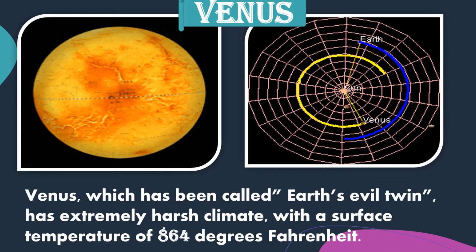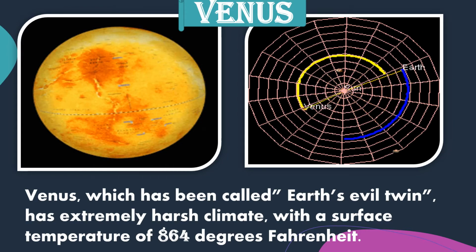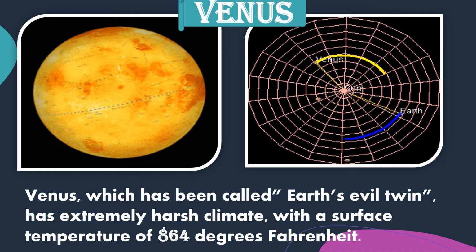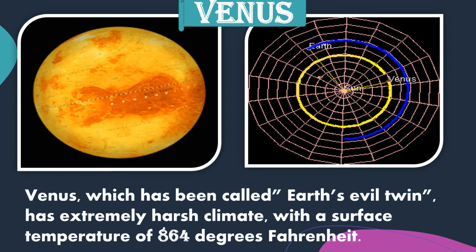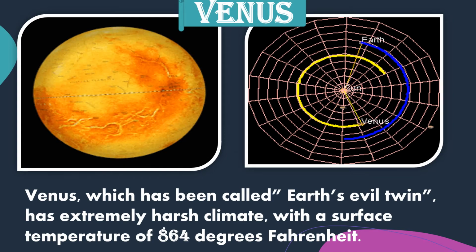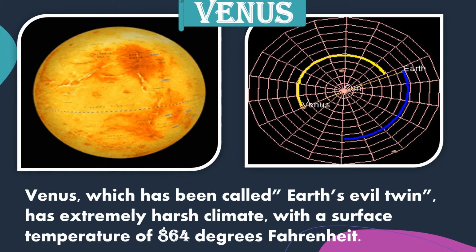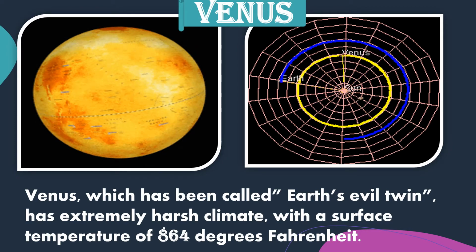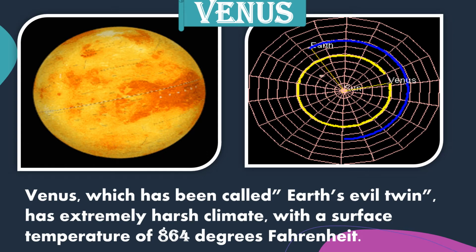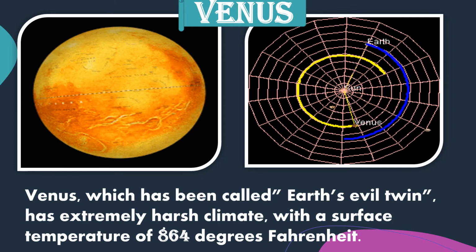Venus is the second planet from the Sun and the sixth largest. Together with Mercury, they are the only planets without a satellite. Even though Mercury is closer to the Sun, Venus is the hottest planet. Venus, which has been called Earth's evil twin, has an extremely harsh climate with a surface temperature of 864 degrees Fahrenheit. It has mountains, valleys, and tens of thousands of volcanoes.